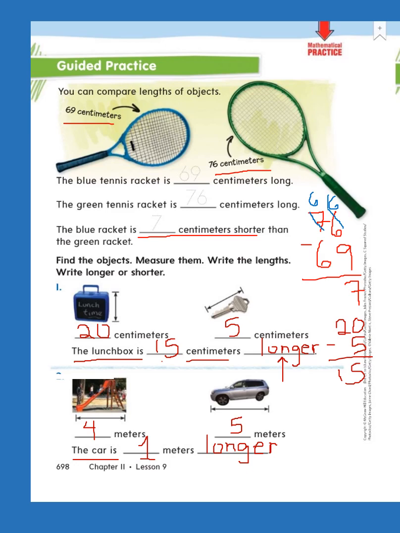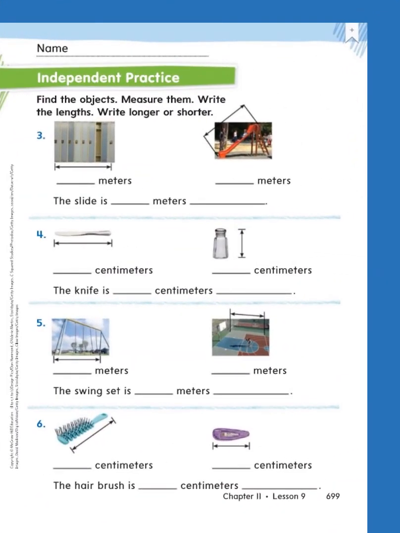Now, just like we did last week, I'm going to give you the measurements that you're going to work with. So for number 3, we're doing exactly what we just did. I'm going to put a 6 here for the lockers and a 4 here for the slide. For number 4, I'm going to put a 20.